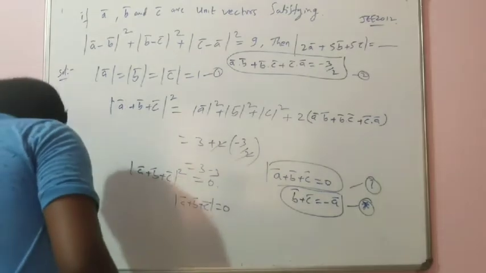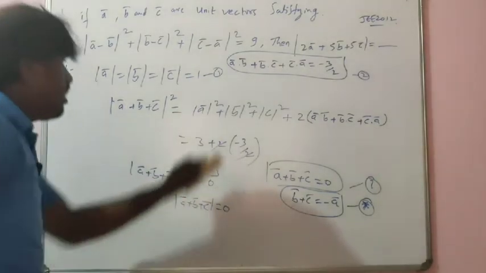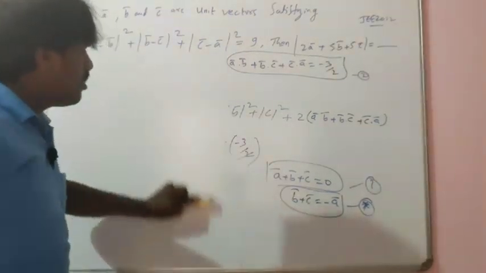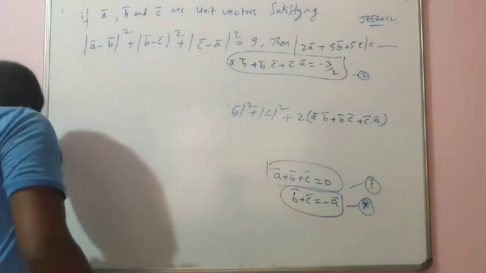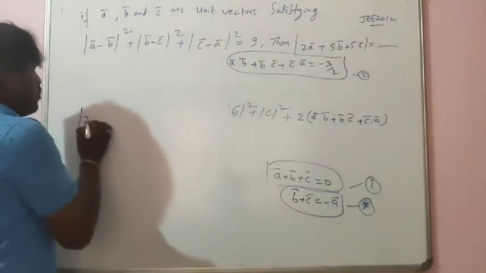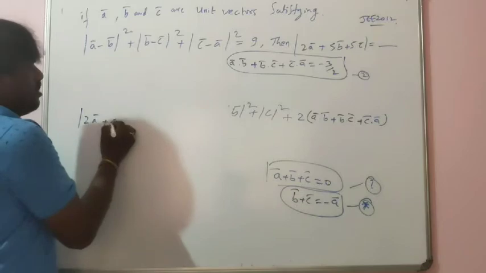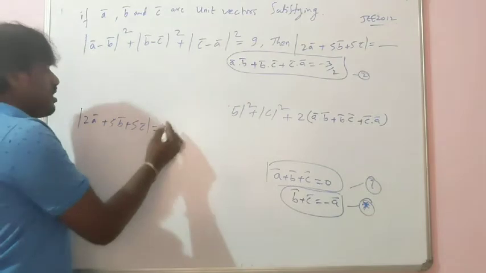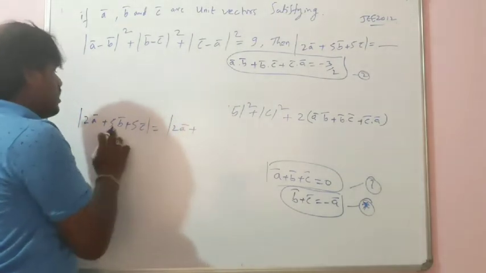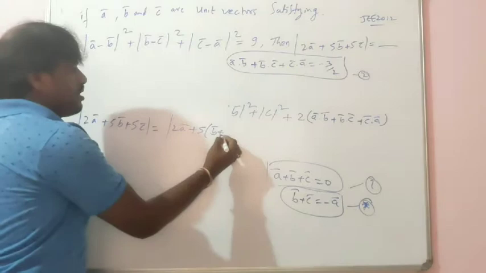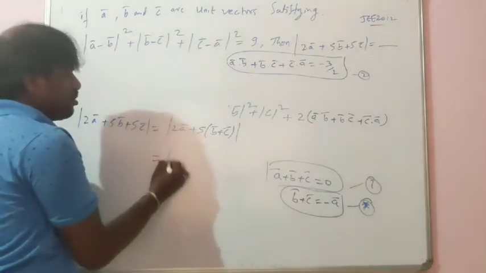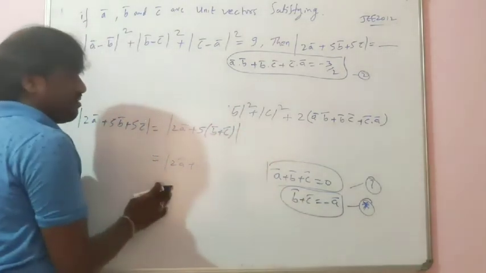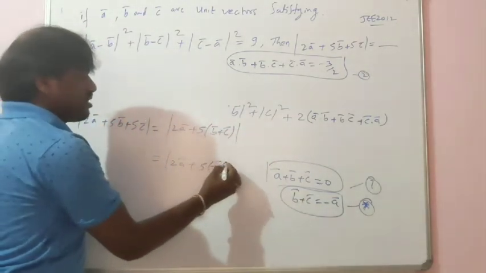So what I am going to do here, let us take the question and find out. Now let us take this question. I have to find the modulus of 2A vector plus 5B vector plus 5C vector, which is equal to modulus of 2A vector plus, if I take 5 common, B vector plus C vector. So here 2A vector plus, see, B vector plus C vector can be written as minus A vector. So 5 times of minus A vector I am going to get.